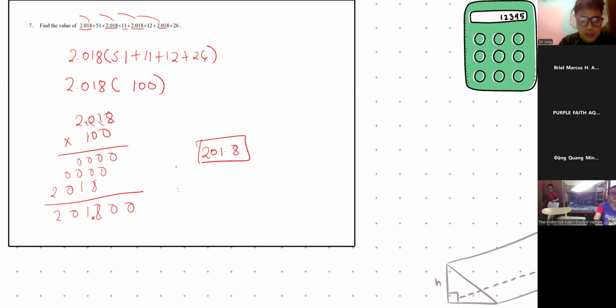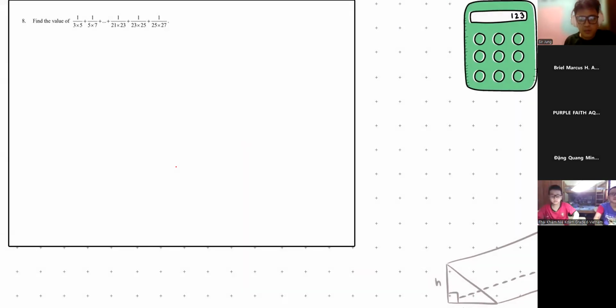So number 8. Find the value of 1 over 3 times 5 plus 1 over 5 times 7 plus and so on up to 1 over 21 times 23 plus 1 over 23 times 25 plus 1 over 25 times 27. So how do we solve for this again? If you remember it during the lecture series, you need to do telescoping. So first, take the common factor on the numerator and then see if they have a common difference between the denominators.